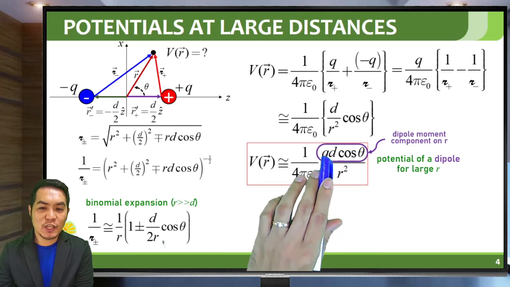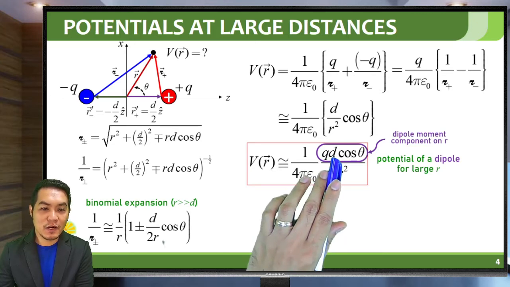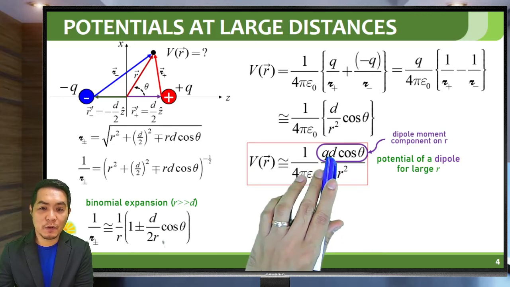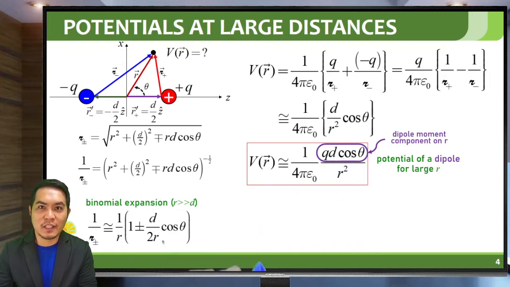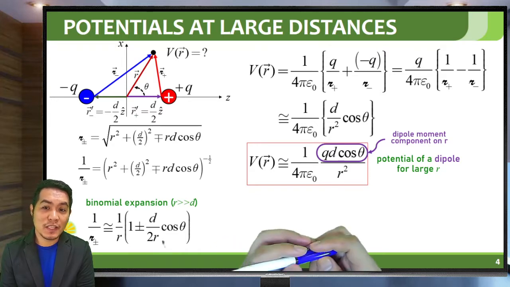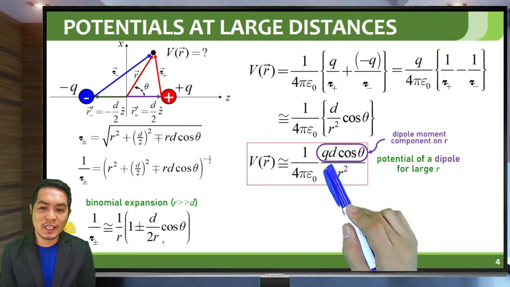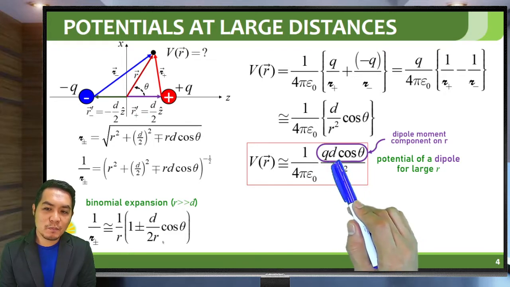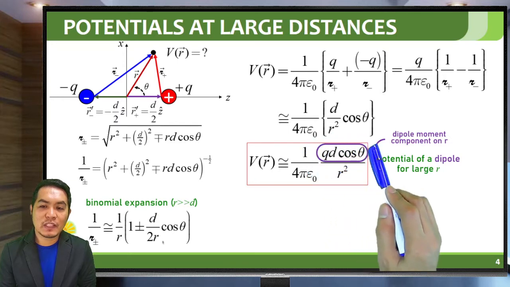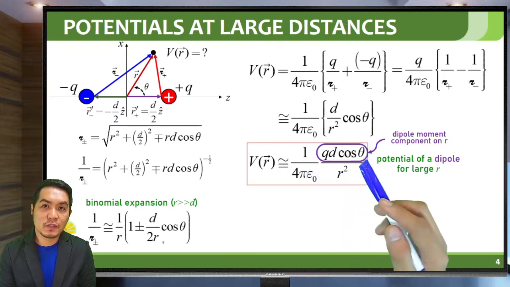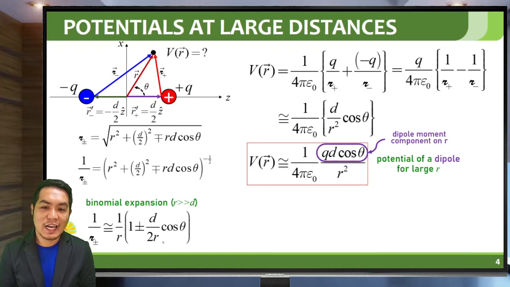So since we defined qd earlier, q times d, as just our dipole moment, qd multiplied by cosine theta will imply some kind of dot product with a unit vector. So basically this is just the dipole moment component on the r axis.